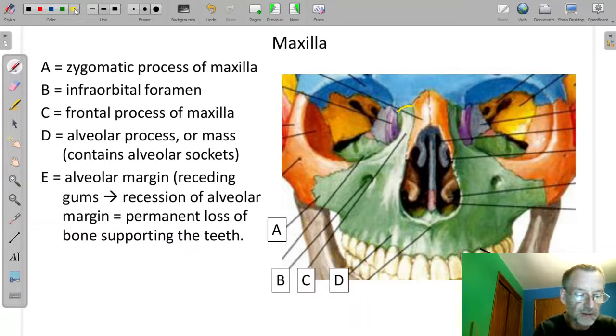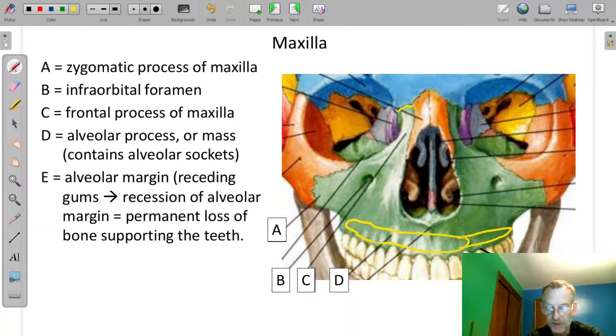And there's another slide that we'll come back to that shows this a little bit better. But the alveolar process or the alveolar mass is essentially this part of the bone, it continues on of course, that contains the roots. So that's the part of the upper jaw, the maxilla, that gives support to the teeth. That's the alveolar process or the alveolar mass. Contains the alveolar sockets for the roots of the teeth. And then E is simply the alveolar margin, which is the edge of the bone. And of course, if somebody has soft tissue recession, gum receding, that will cause the bone to recede as well, which of course is permanent. Next slide.